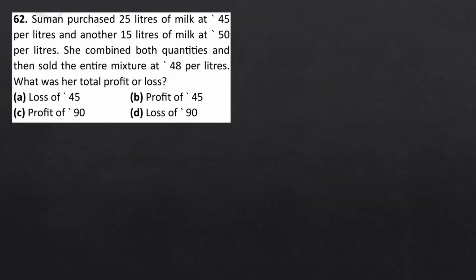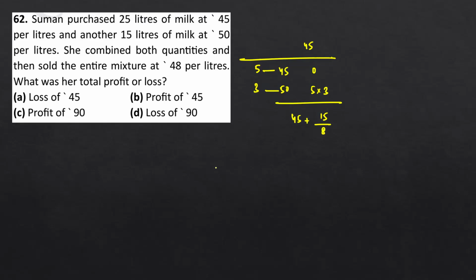Someone purchased 25 liters of milk at 45 rupees per liter, another 15 liters of milk at 50 rupees per liter. She combined both the quantities and sold the entire mixture at 48 rupees per liter. So you can say you're adding them in 5:3 ratio. This is 45, this is 50. So you can assume it as 45, this is 0. This one is 5 into 3. So the average cost is 15 by 8.